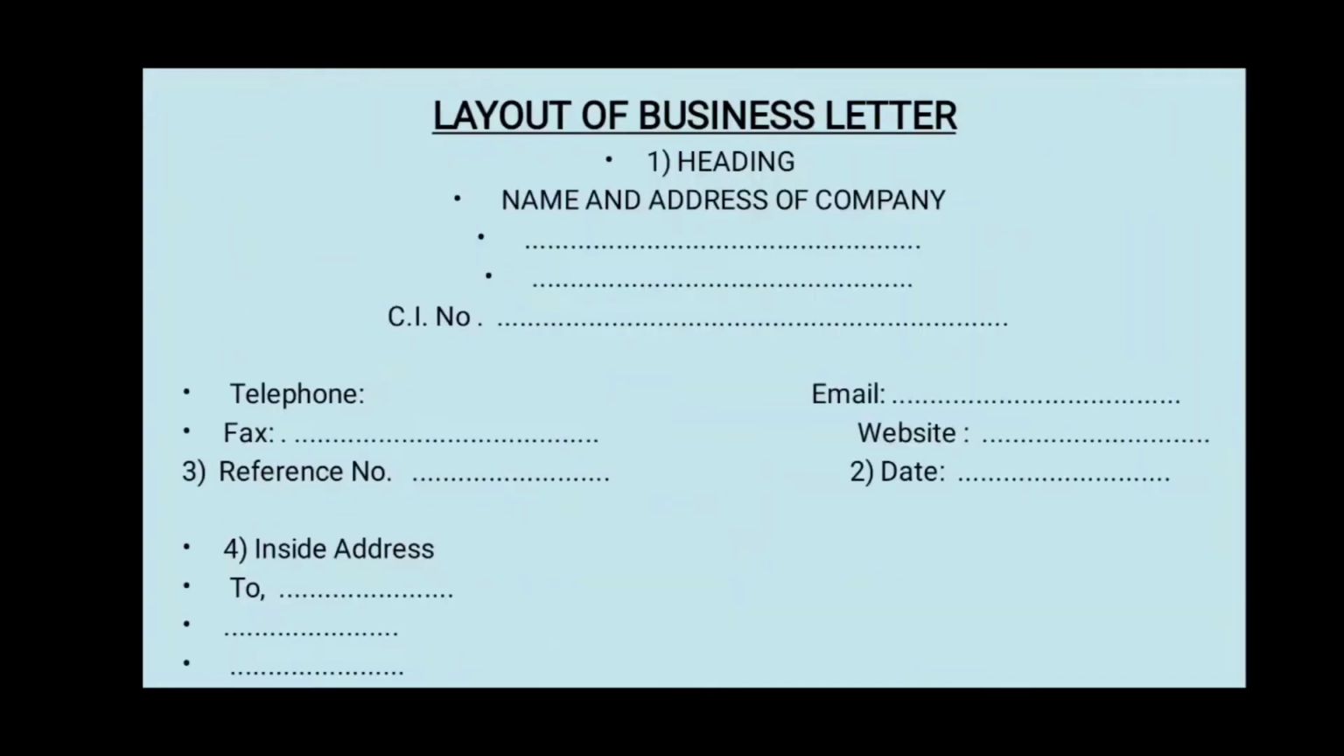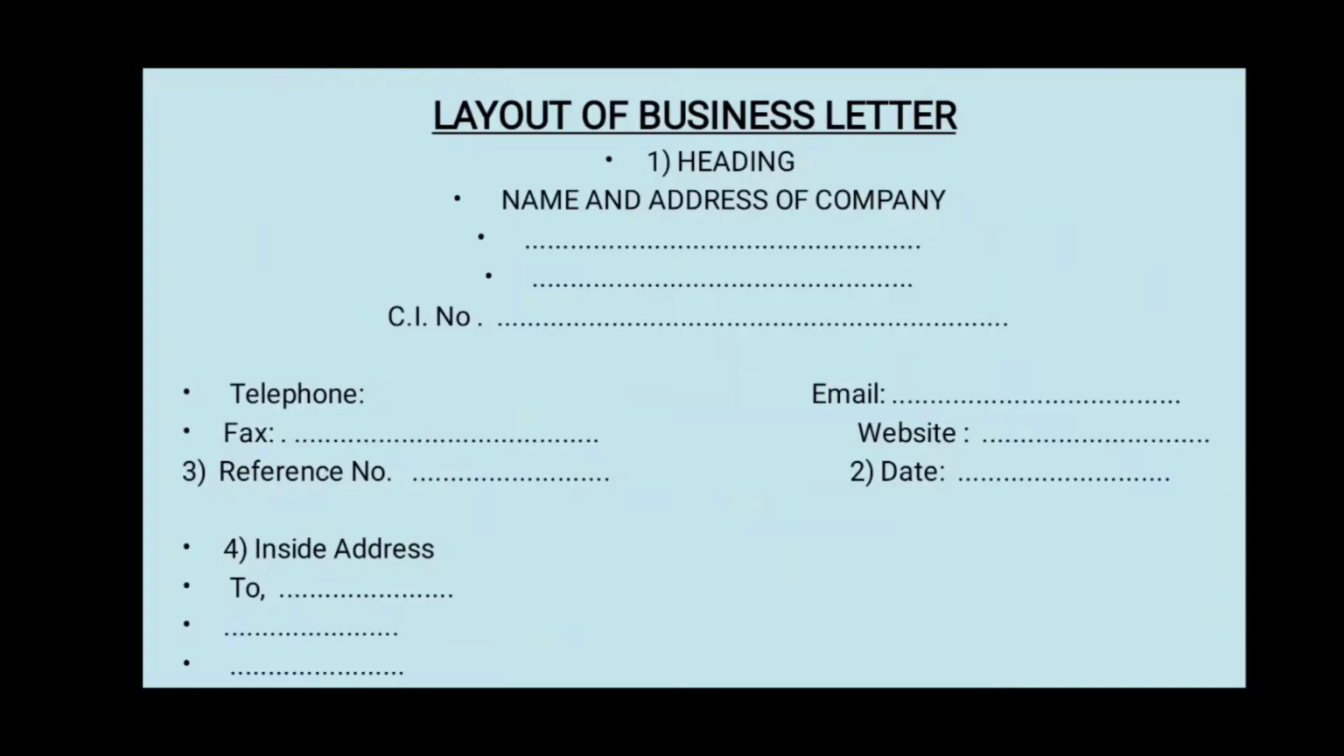Layout of business letter. First, heading. See on the screen. Heading contains the name, address, telephone number, fax number, email ID, website, CIN of the company, etc. It is that part of business letter which introduces the sender to the receiver. Correct? Usually, printed letterheads are used.